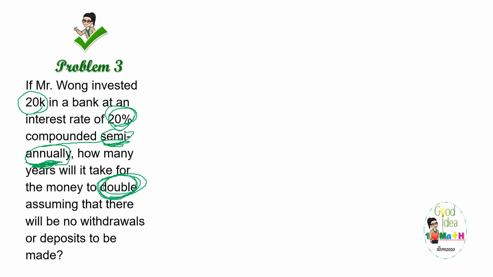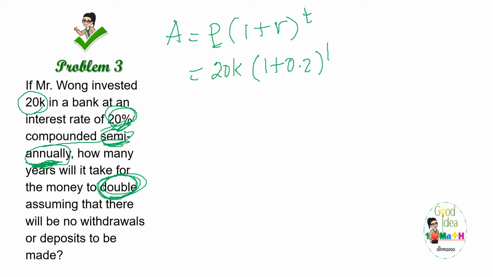And then it's the same. We are asking how many years it will take for the money to double. Using the same formula, A is equal to P times 1 plus R raised to T. Let's replace P this time with 20,000 times 1 plus R, where our rate is 20%, which is 0.2, raised to T. And our A here is to double again. So this 20,000, when you double, will become 40,000.